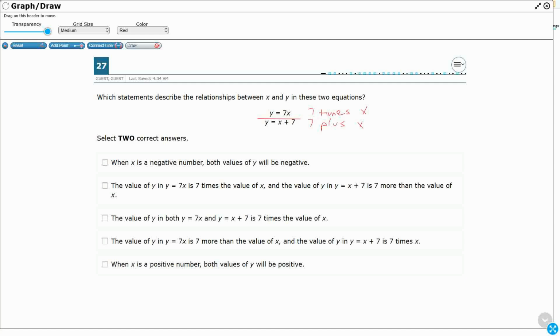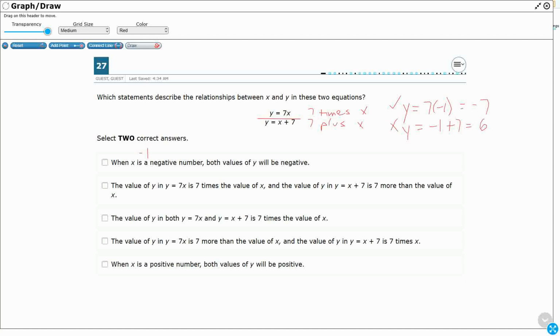So let's take a look at these statements. When x is a negative number, both values of y will be negative. Okay, well, let's just test it. Let's say x is -1. That's our negative integer that is closest to 0. So y equals 7 times -1. So that's going to equal -7. That's correct. Then I've got y equals -1 plus 7. That's like 7 minus 1.